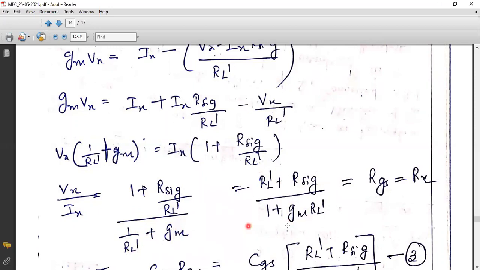So this can be considered as the ratio between Vx by Ix, that is nothing but Rx, which is equivalent to RGS, because Rx is a resistance that is available between the gate and source. So I will take it as RGS.